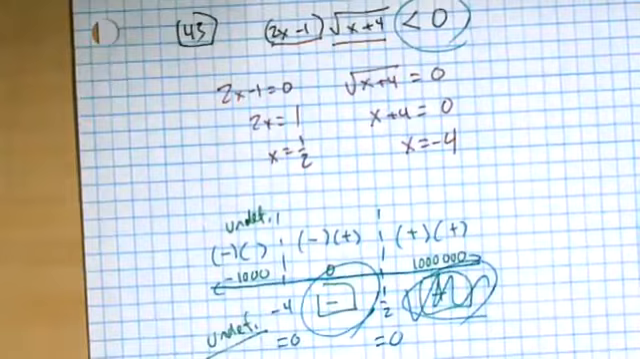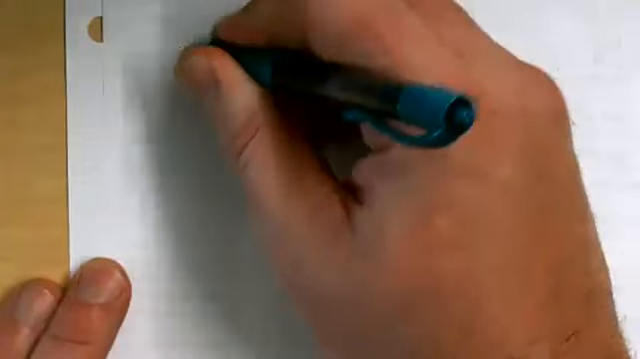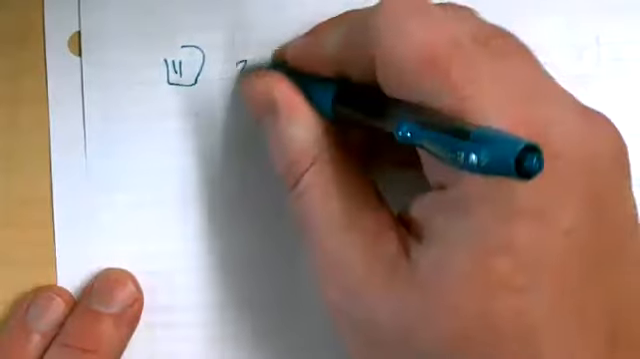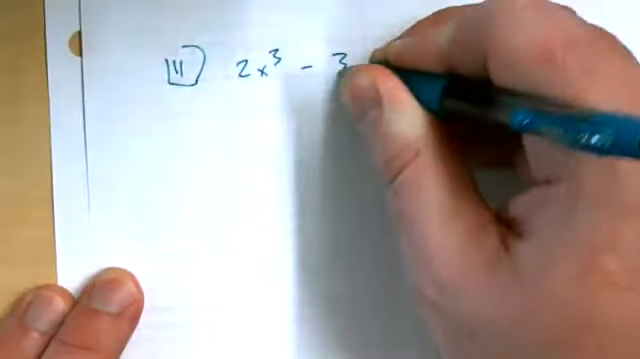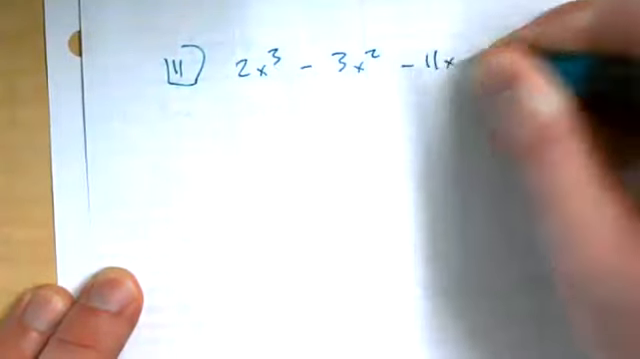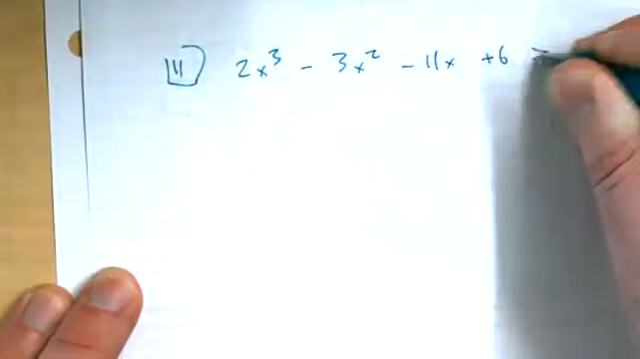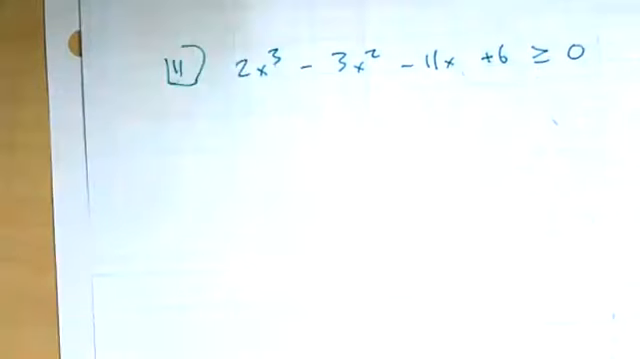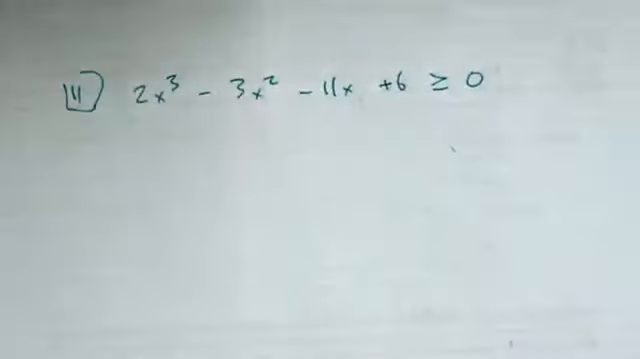Yes. I've heard that one. 2x to the third minus 3x squared minus 1 to 0. Instructions say complete the factoring if needed, solve the polynomial using the sign chart.